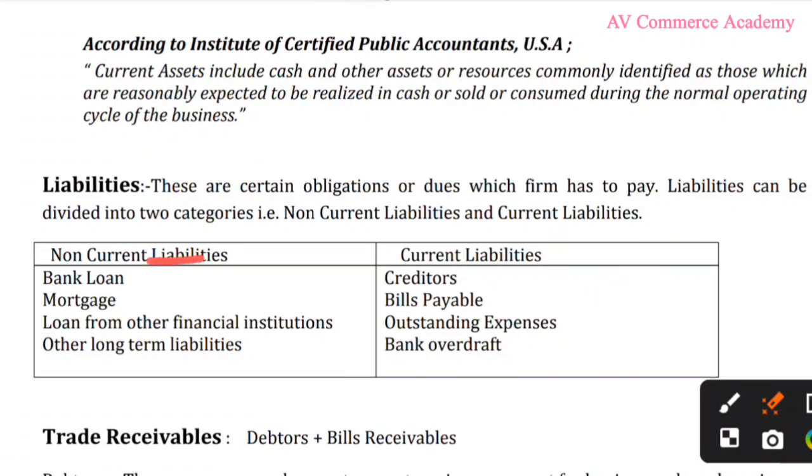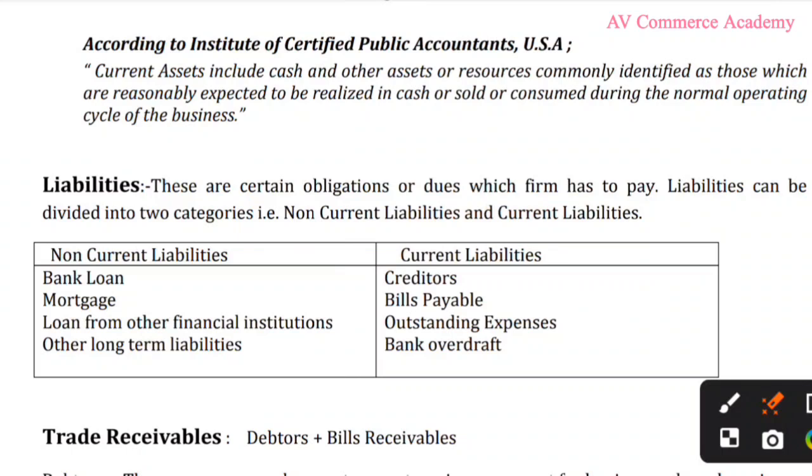Non-current liabilities are whatever we have taken from outsiders to start or run the business, that is bank loan, mortgage, and loan from other institutions, long term liabilities. We call them non-current liabilities because we have taken them from another person or institution. Current liabilities are what we have to pay.